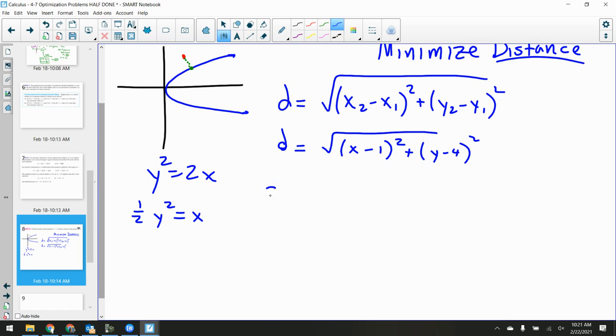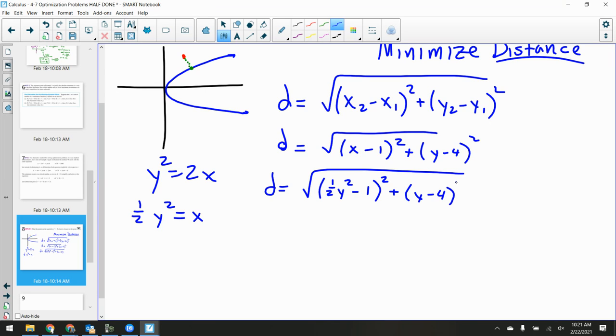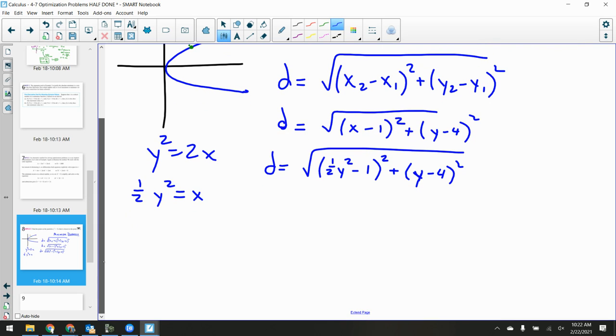All right, so d is equal to, all right, we've got x is equal to 1/2 y squared. That's y. Everybody see what I did there? All I did was take y, 1/2 y squared, and plug it in for x. Now, I'm going to look to minimize the distance.